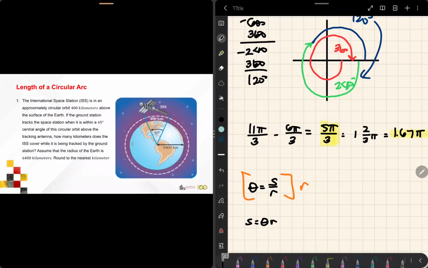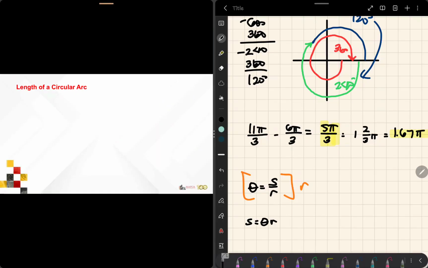So here in our problem, it is stated that an International Space Station is in an approximately circular orbit 400 kilometers above the surface of the Earth. If the ground station tracks the space station when it is within a 45-degree central angle of the circular orbit above the tracking antenna, how many kilometers does the ISS cover while it is being tracked by the ground station? Assume that the radius of the Earth is 6,400 kilometers, round to the nearest kilometer.